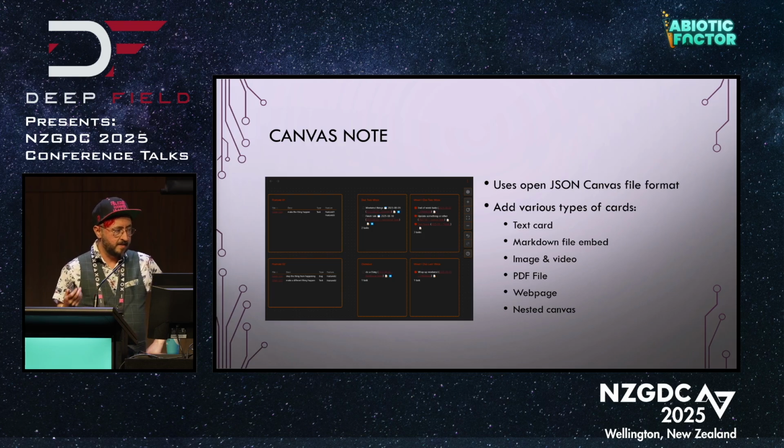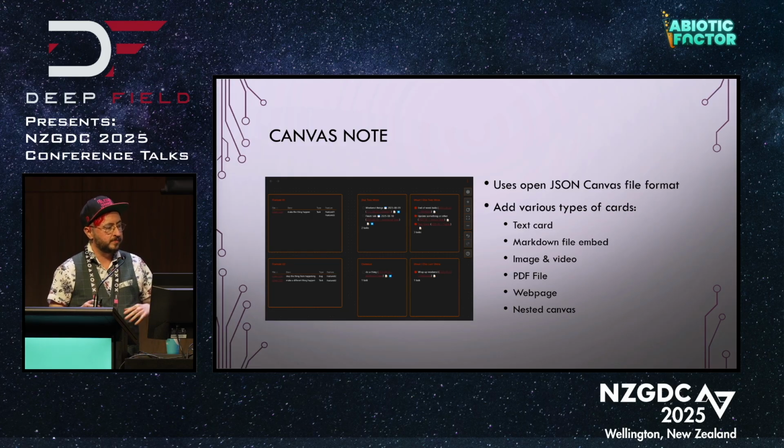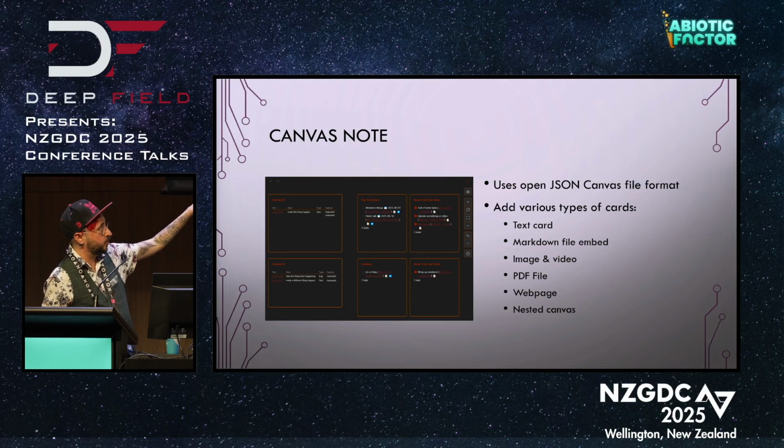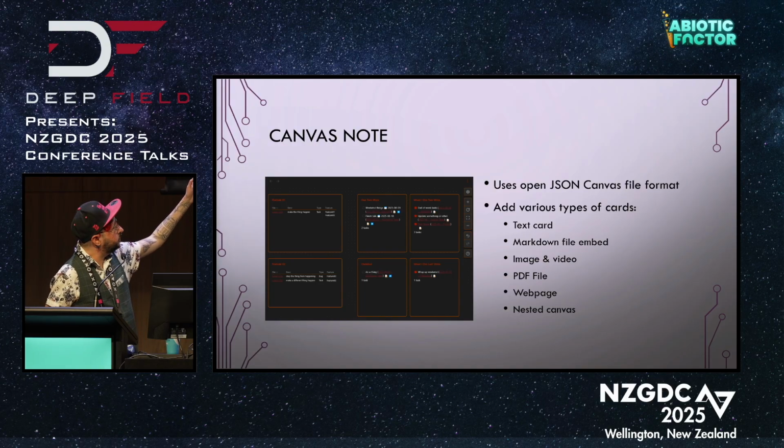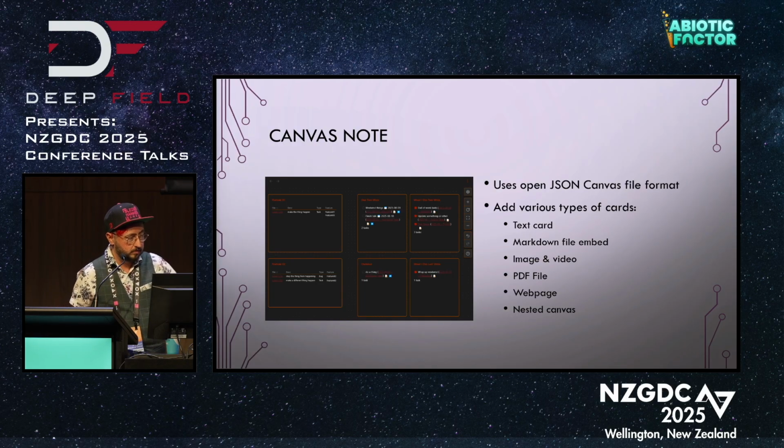And then you have Canvas notes, which use the Open JSON Canvas file format. Basically, you can add cards, you can write in them, you can put code snippets in there. Some plugins let code snippets display information, like I have, that's my dashboard that I'll talk about later.